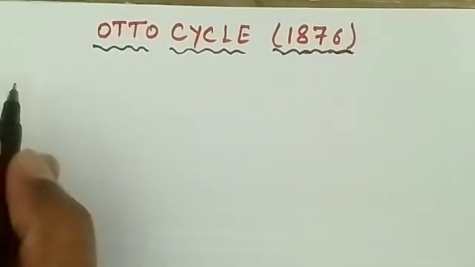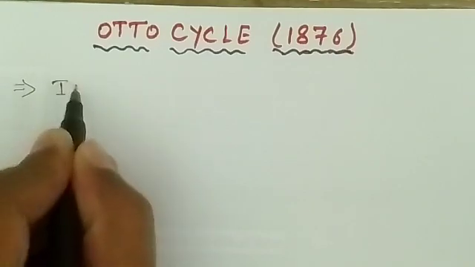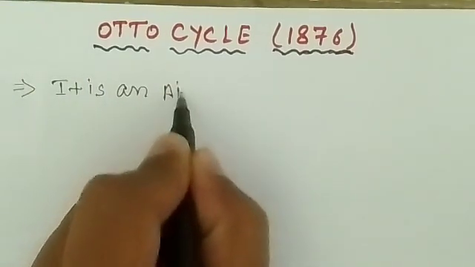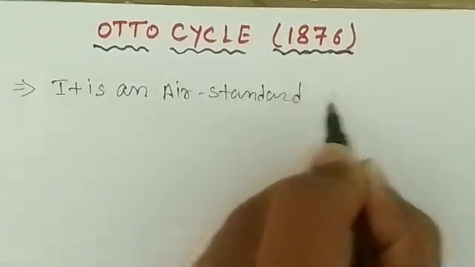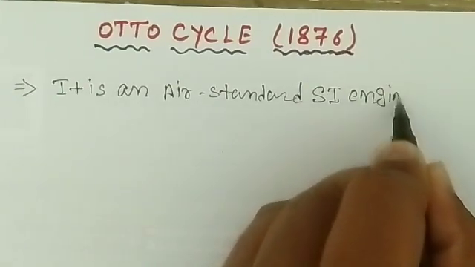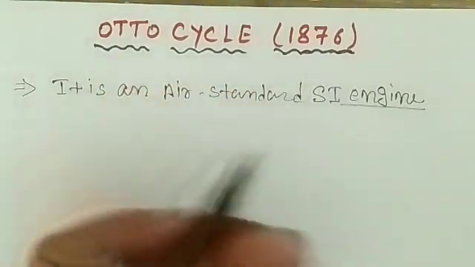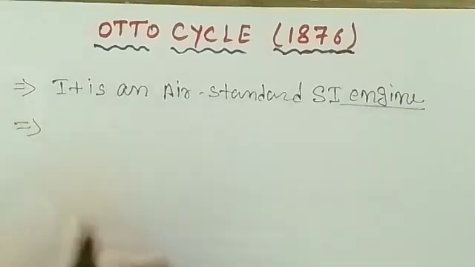Now, the Otto cycle is an air standard SI engine. SI engine means spark ignition engine. Spark ignition means that a spark plug is used for ignition, or you can say that it is the petrol engine. This Otto cycle has four processes.